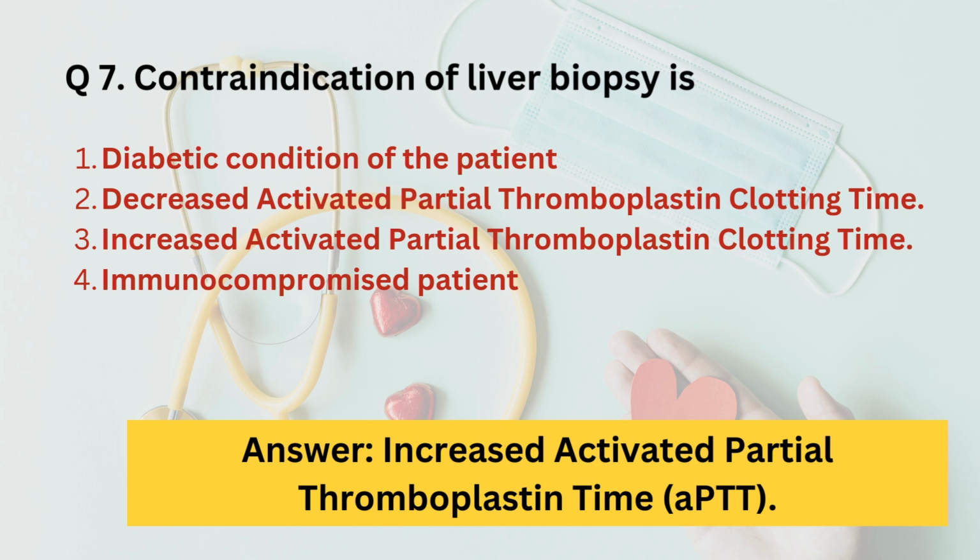Increased APTT indicates a clotting disorder. It increases the risk of bleeding during or after the liver biopsy. Hence, this is the major contraindication of liver biopsy. Then immunocompromised patient. Immunocompromised state increases the risk of infection. It is not an absolute contraindication. Adequate precautions can be taken to prevent the infection. Hence, increased APTT is the major contraindication for liver biopsy.